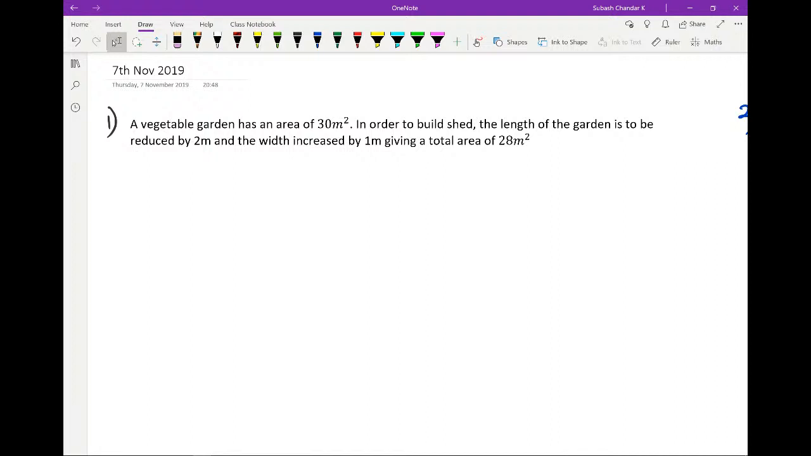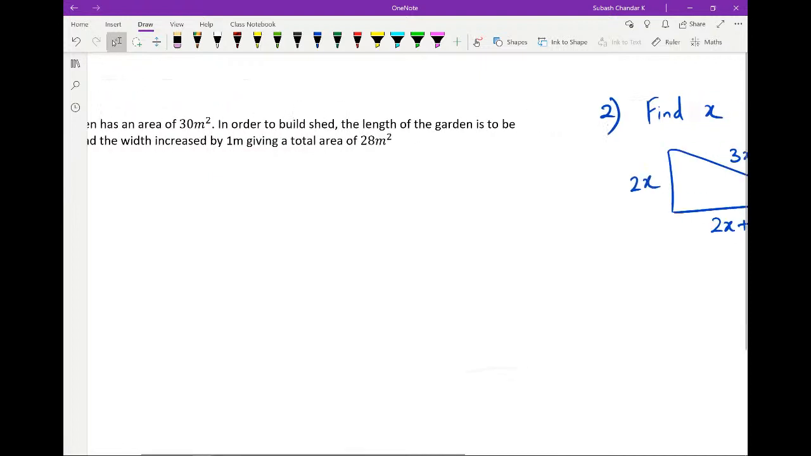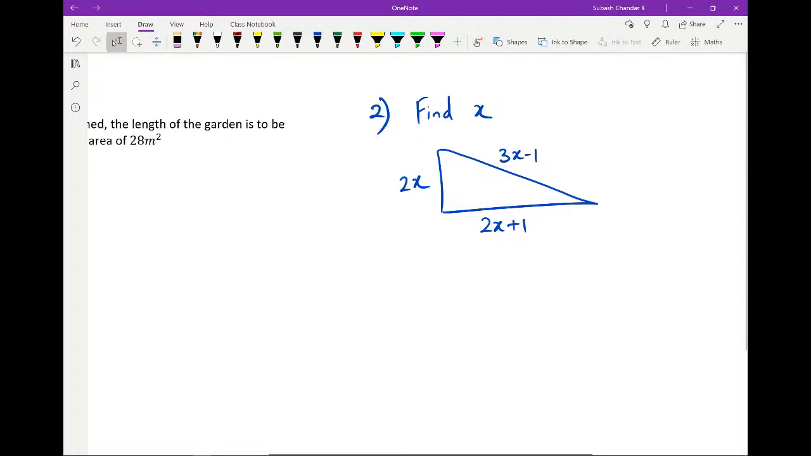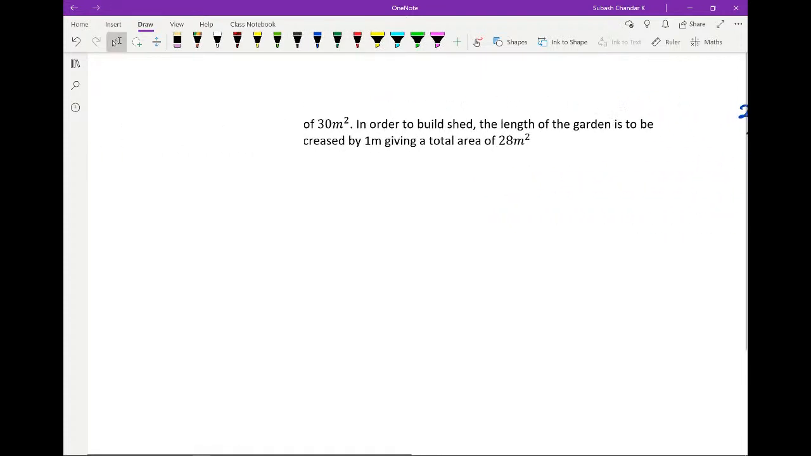Okay, as I said to you guys today, we're going to be doing a bit of quadratics. We'll start with question number 2 first, all right? These are the 2 questions that I've written up today. For question number 2 we've got a right angle triangle where we have to figure out what x is. And then question 1 is your classic word problem with quadratics.